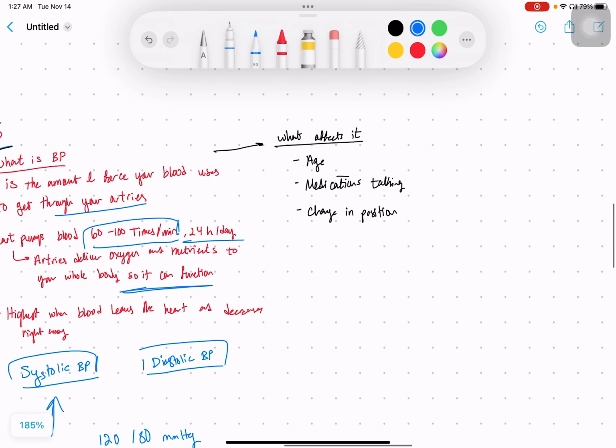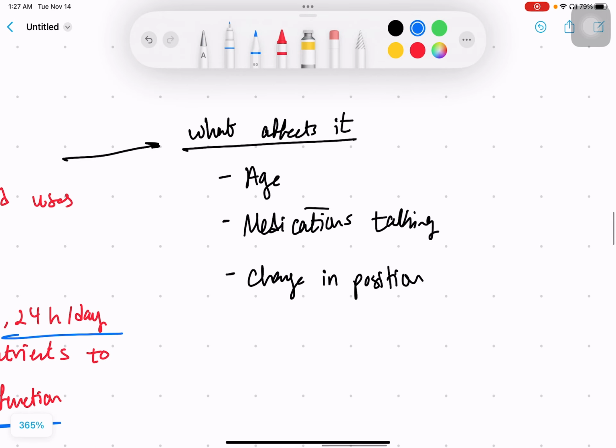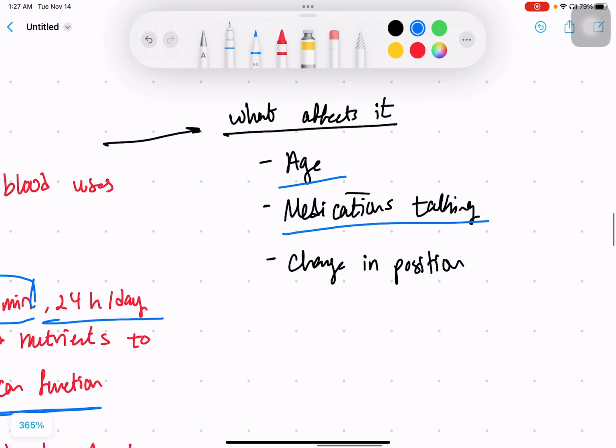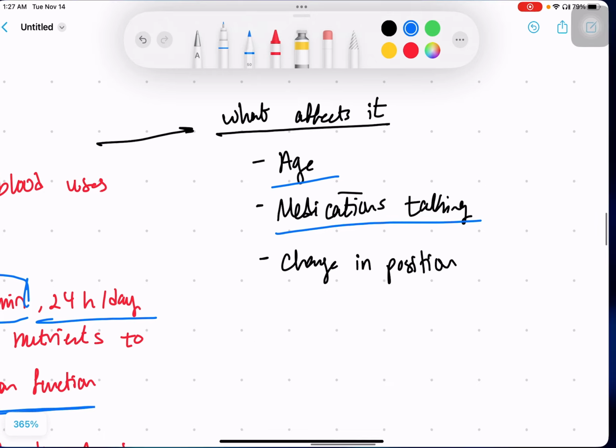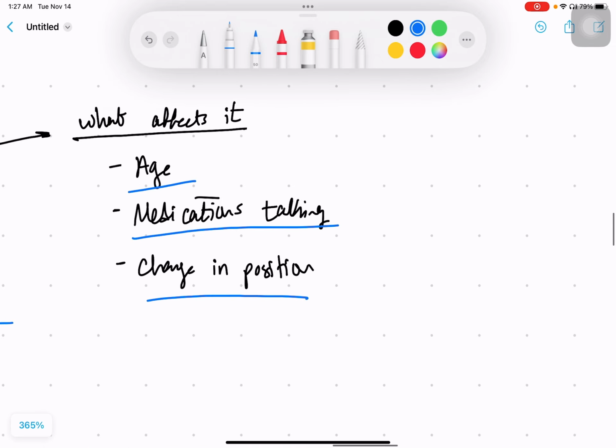Now important: what factors can affect blood pressure? We know it's age, and medications that individuals take. For example, diuretics can decrease blood pressure. And then we have change in position as well, which has been researched. For example, we can say the supine position, the standing position, or the sitting position, or the seated position.